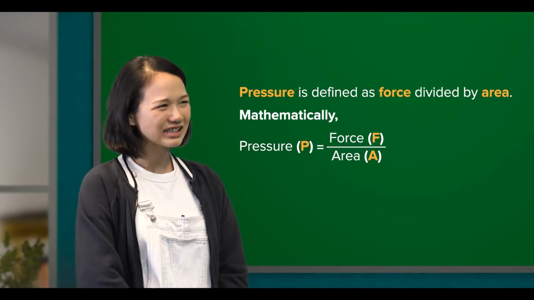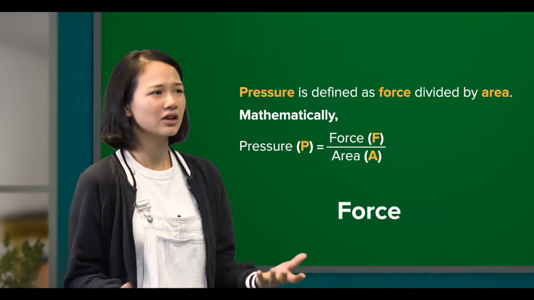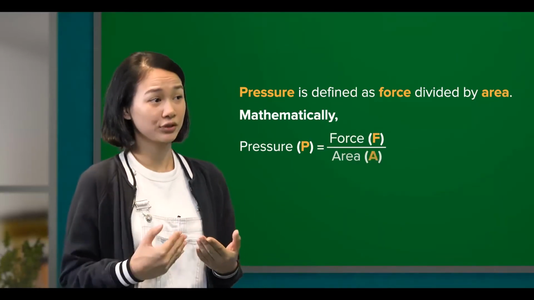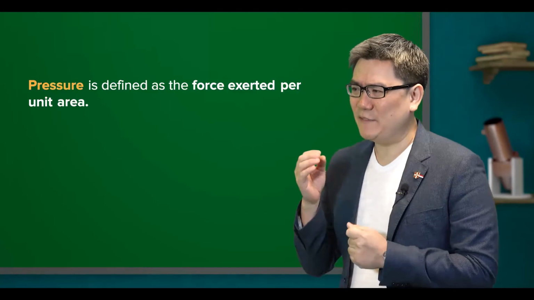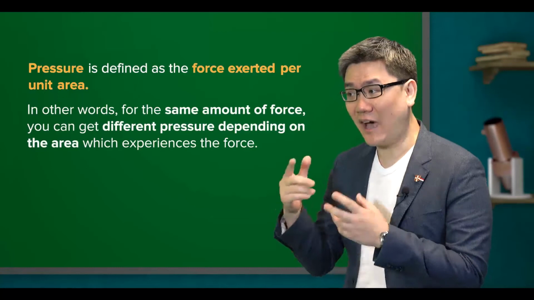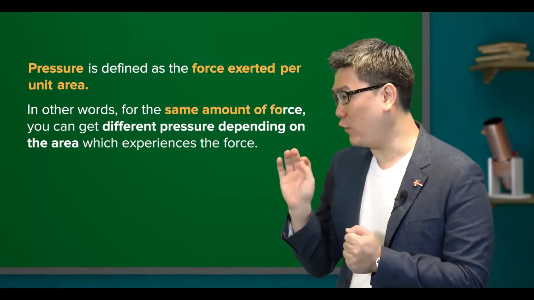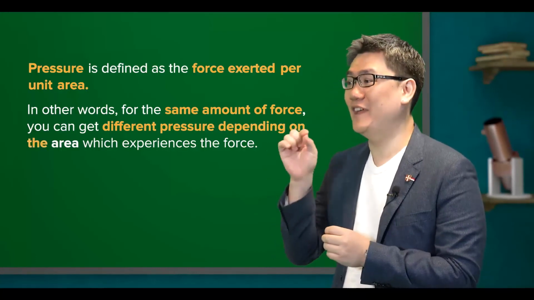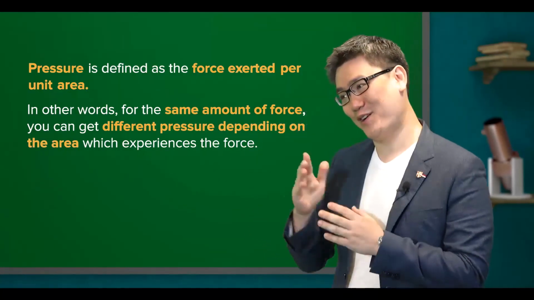I don't really see the difference between pressure and force. You said that pressure is defined as force divided by area. Well, technically speaking, when we exert a force onto a surface, it is still a force, so how does it become pressure? Well, pressure is defined as the force exerted per unit area. In other words, for the same amount of force, you can get different pressure depending on the area which experiences the force.